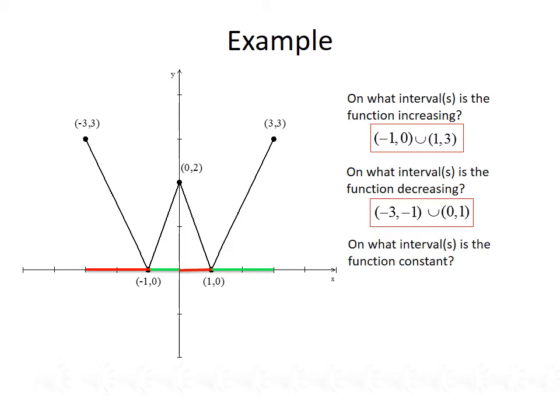Lastly, we want to determine on what interval the function is constant. So where does the graph have a horizontal line? For this graph, there are no horizontal portions, so the interval where the function is constant is none. There is no interval where the function is constant.